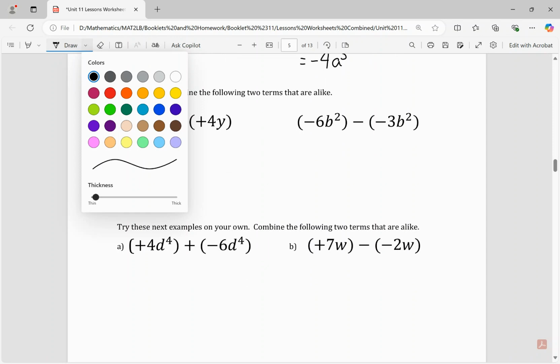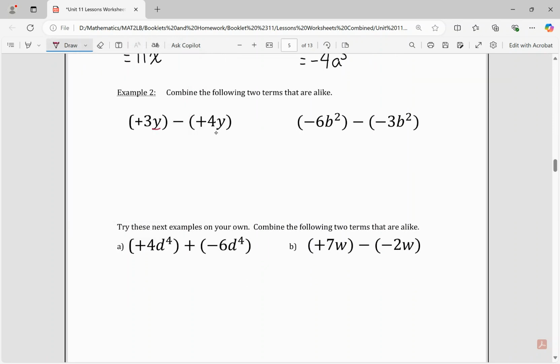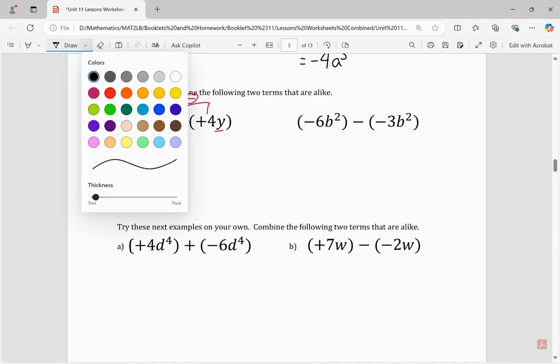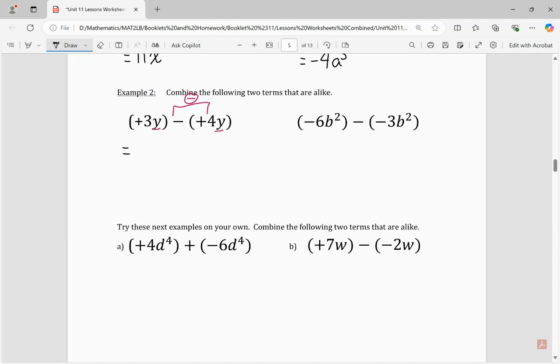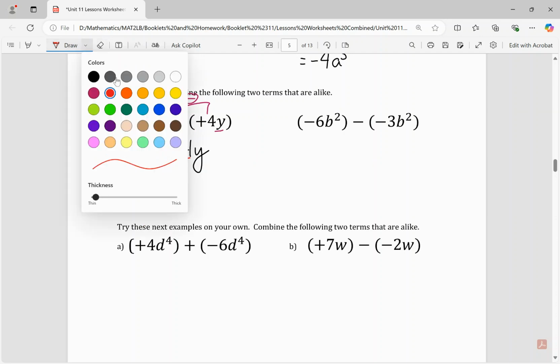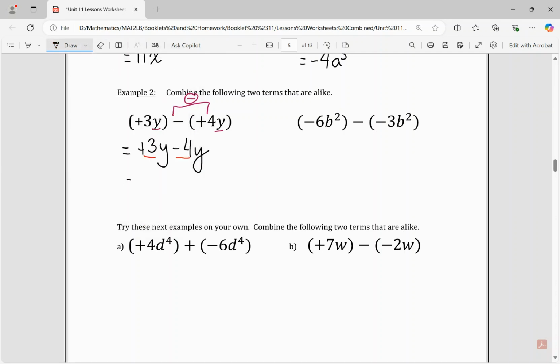Let's take a look at the next example. Again, our two terms are like, so we can combine them. But first, I take a look at the positive and negative that are next to each other. Because they're different, that makes a negative. So this is equal to positive 3y minus 4y. Good. So we subtract the coefficients. 3 minus 4 gives me negative 1. So this is negative 1y, or you can just write that as negative y if you want.